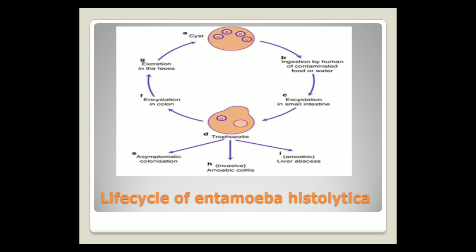After that, encystation takes place in the colon. From the colon, the fecal material gets excreted. The trophozoites are present in this fecal material, and their excretion takes place through the feces. The trophozoites can cause liver abscess, amoebic colitis, and asymptomatic colonization.